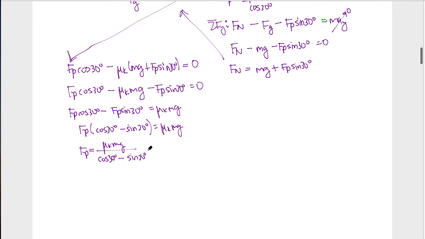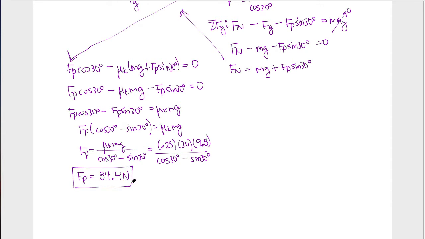So now I can substitute values. My mu k is 0.25. My mass is still 30 kilograms. G still has a value of 9.8. All over the cosine of 30 degrees minus the sine of 30 degrees. So I'll get my calculator and plug these numbers in, and we'll see that the pushing force necessary is 84.4 newtons. This should be higher than in the previous question because we are now pushing down on our box, which increases the force of friction resisting the motion.